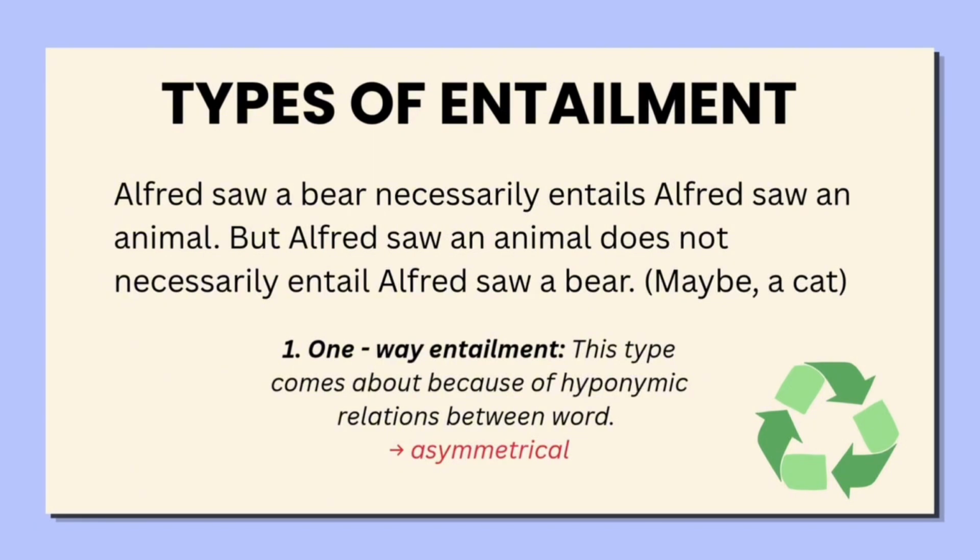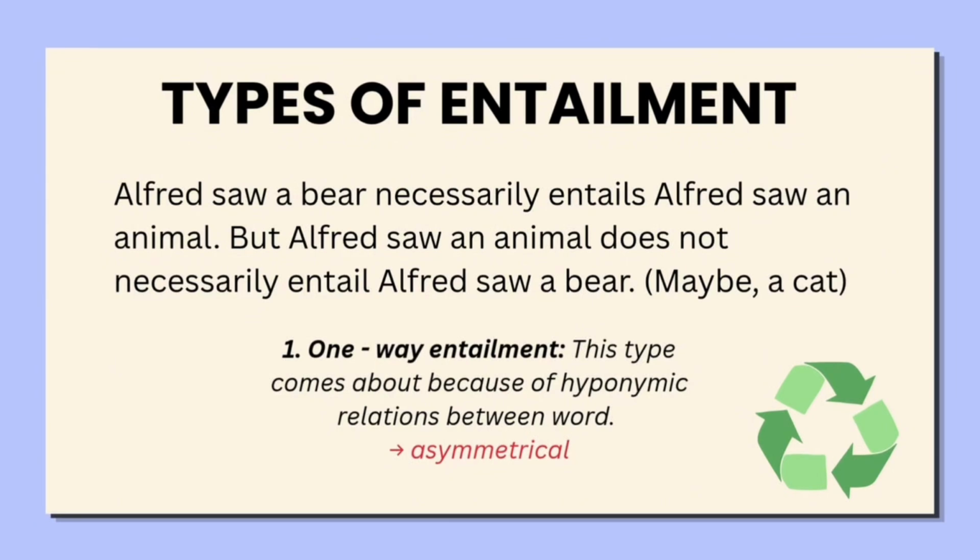Now, this slide explains one-way entailment. The example says, "Alfred saw a bear." If this sentence is true, then we can definitely say, "Alfred saw an animal." Why? Because a bear belongs to the animal category. So if Alfred saw a bear, he automatically saw an animal too. However, the opposite is not always true.